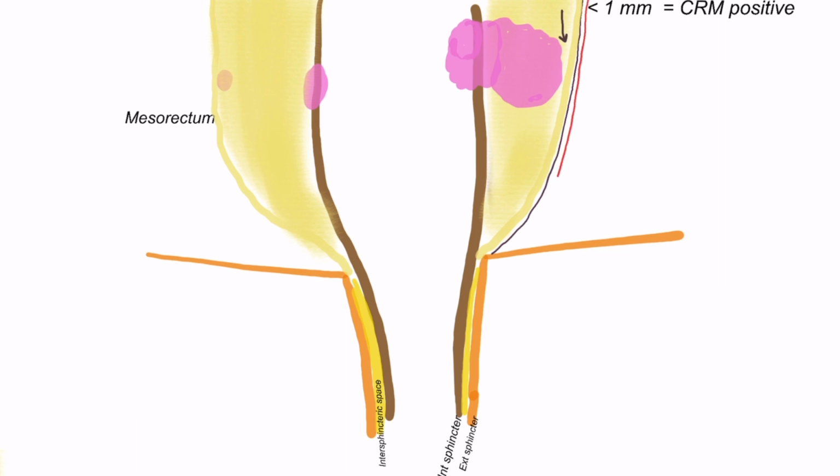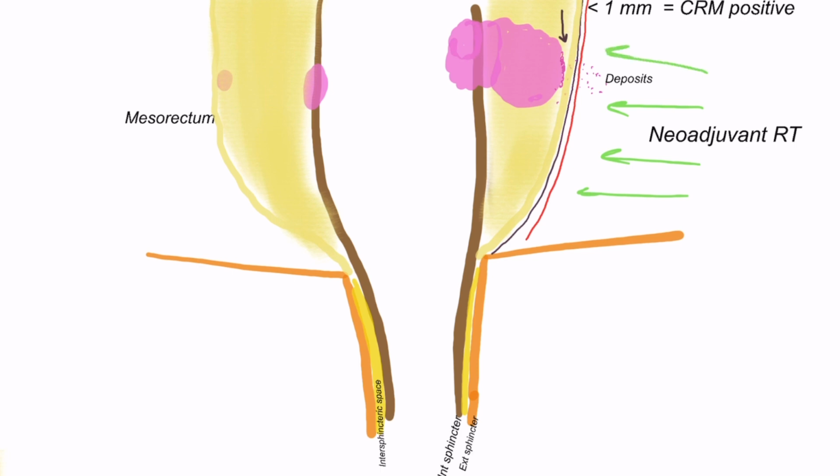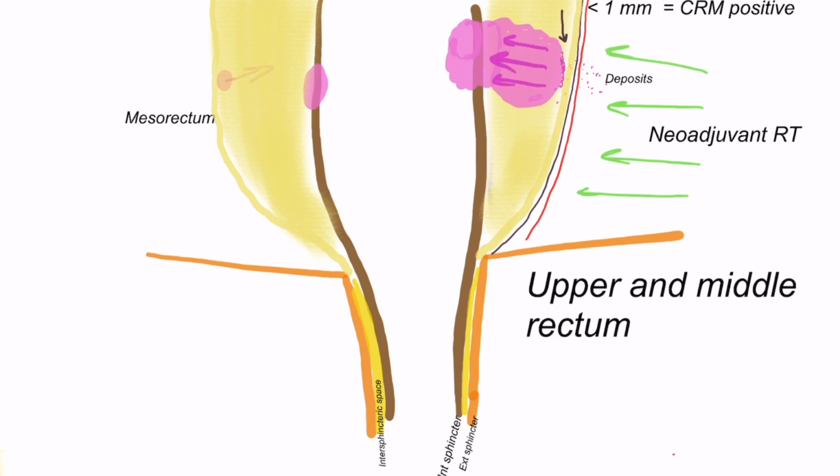If CRM is positive, then while doing total mesorectal excision, chances of leaving microscopic disease in surrounding increases, which increases chances of recurrence. Hence, in such cases there is role of neoadjuvant radiation, which causes shrinkage of tumor and moves tumor away from mesorectal fascia and also regresses nodes in mesorectum. Thus it decreases risk of recurrence.